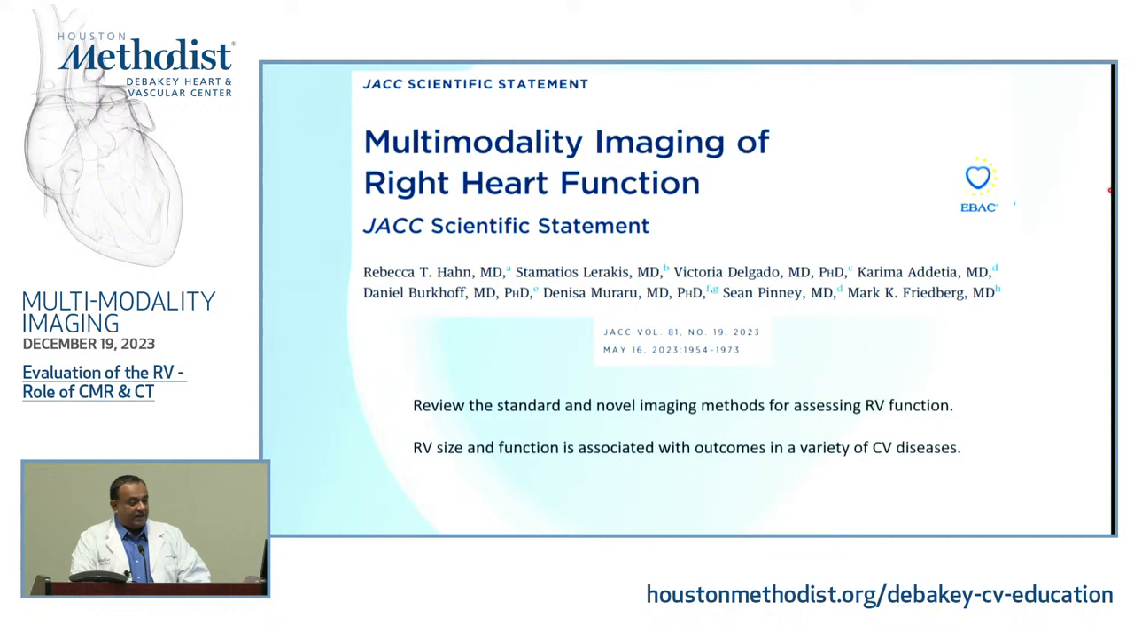And in my talk, I will go over some of those indications and show you some of the publications, the data to support those indications, and then show you a couple of examples of RV evaluation from cases from our CT service. So I will start by mentioning this really nice review by Dr. Rebecca Hahn that was actually just published in March of this year as a JACC scientific statement. It goes over the multimodality imaging of right heart function. And the goal of the paper is to review the standard and novel imaging methods for assessing RV function. And they then go on and do a nice job discussing the different RV parameters from different modalities and their association with outcomes in a variety of cardiovascular conditions.